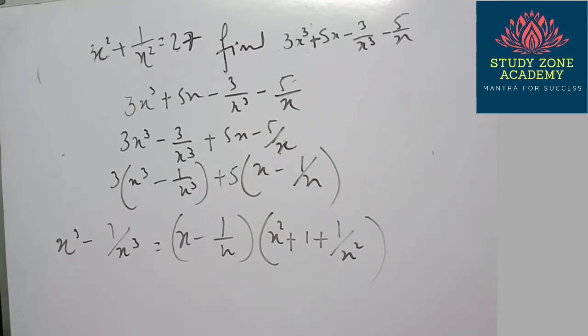So what values do we have? Do we know x cube minus 1 by x cube? No, we don't know. Do we know x minus 1 by x? Yes, we do know that, and that is plus minus 5.